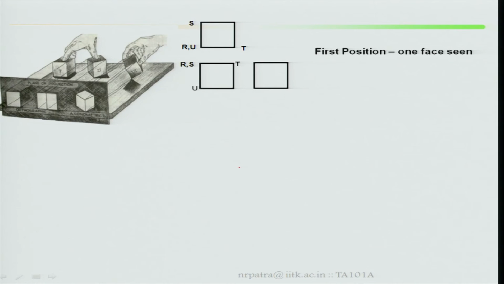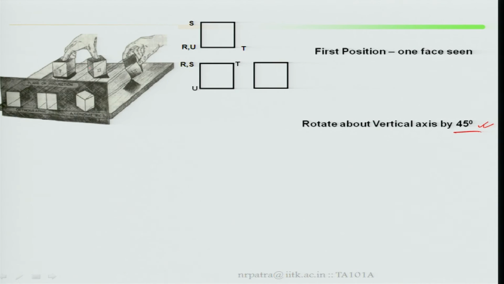Just see it. First position, one face seen. Rotated about vertical axis by 45 degree. This is the standardization. I said you can rotate it at any angle. Depending upon your angle, different views will come. So rotated about vertical axis by 45 degree.